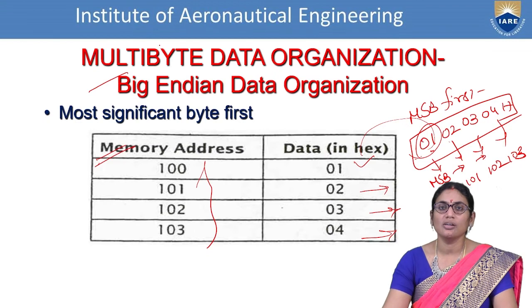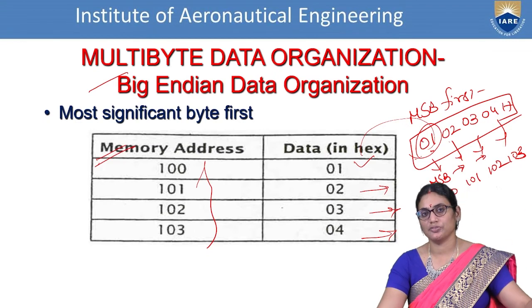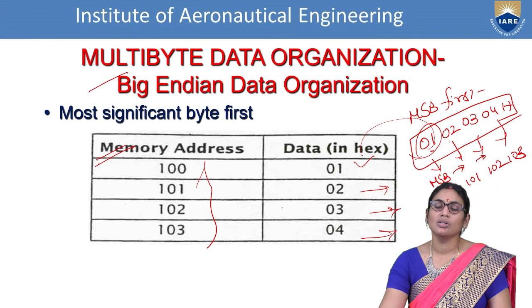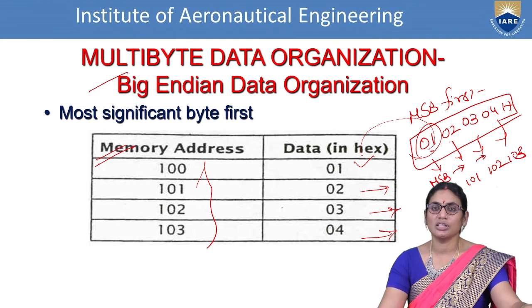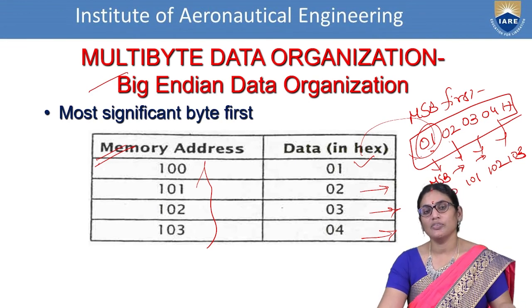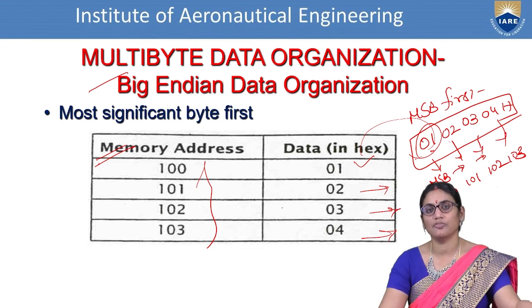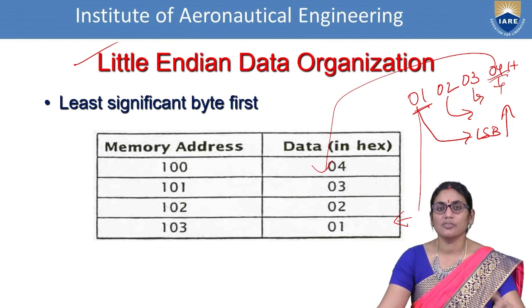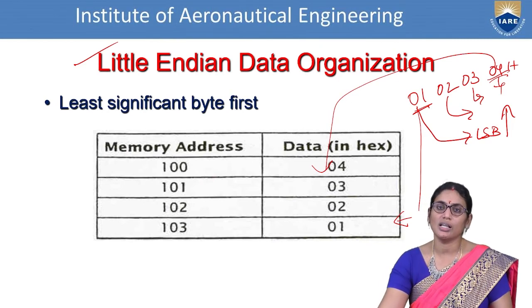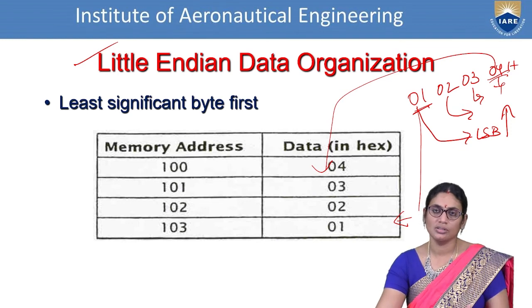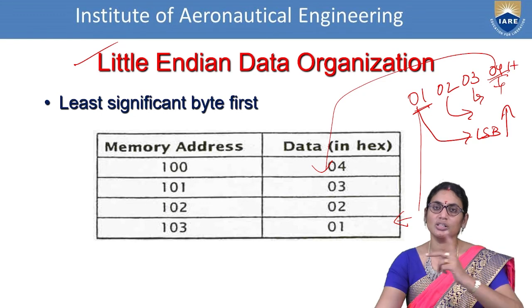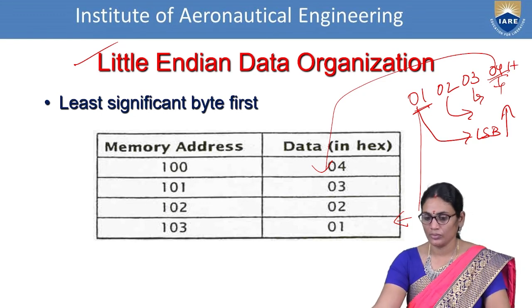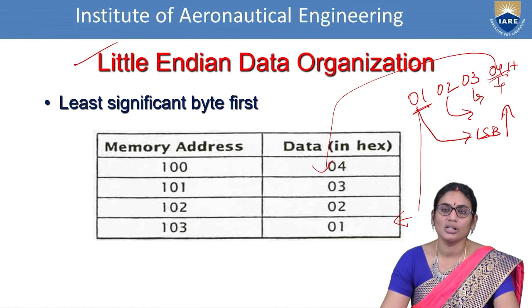In the big endian format, whatever data comes first will be placed first. Here we are not bothered about the locations. We just concentrate on the sequence number 1 to n, with the most significant byte first. Whereas in the second one, we place the data in reverse order. Whatever data you place first will go to the last, and the last data you present will come to the first. It follows the bottom-up approach. This is how the memory organization is followed.